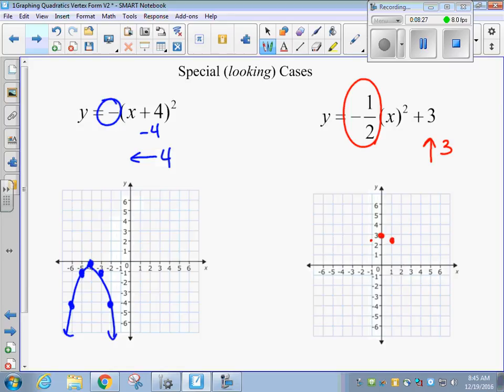Okay, a little funky. We're going to go back to our vertex. We're going to go out 2. 2 squared is 4. And 4 times the negative half is negative 2. So we're going to go out 2 and down 2. And there is our curvy U. So hopefully you guys see this is a fatter graph than we had in the last example. It's because of our A value.